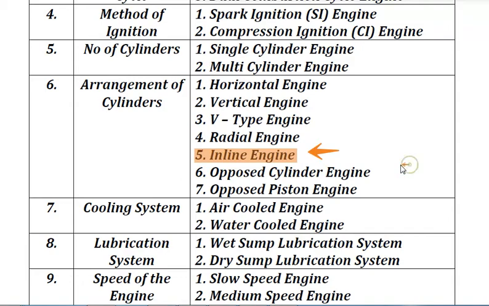Next type is the opposed cylinder engine. Opposed cylinder means the pistons and cylinders are in completely opposite directions, meaning the angle between the two axes is 180 degrees.